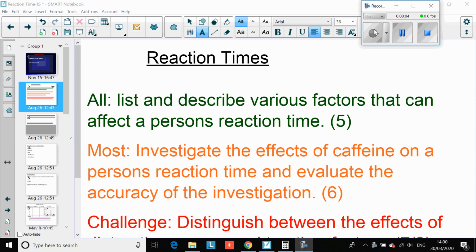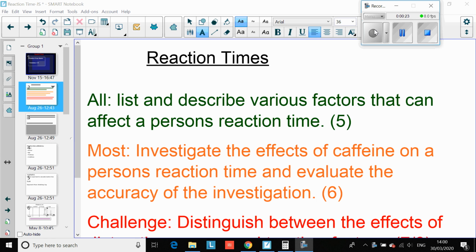So what we're going to do today is finish off the work we have been doing on stopping distances, and we're going to be looking today at reaction times. And as I said, this one is quite complicated, so you're going to need a little bit of time with this. Okay, so today's title is reaction time, so you can start by putting that in your book.